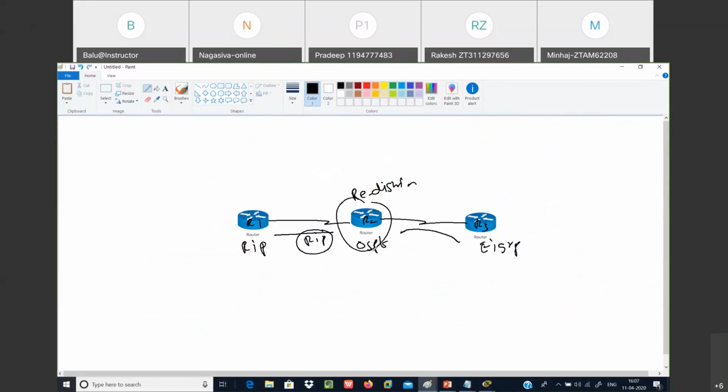So in this scenario, R2 is connecting different protocols, right? This router we call the ASBR router, the Autonomous System Border Router. Where redistribution is configured, that router we call the ASBR. In short form, we can simply say: where redistribution is configured, that is the ASBR.